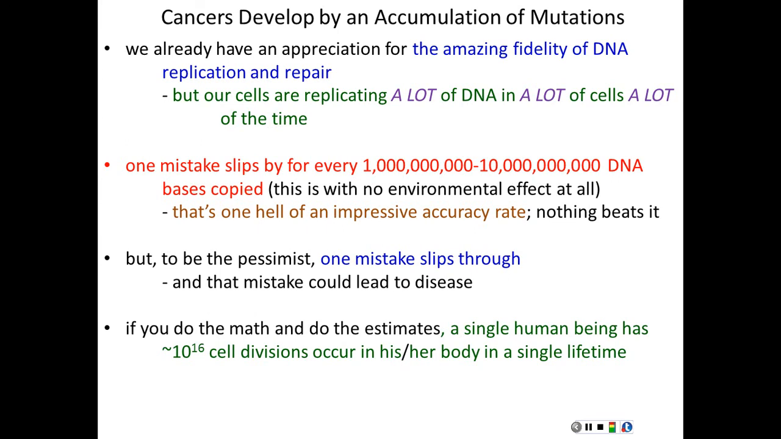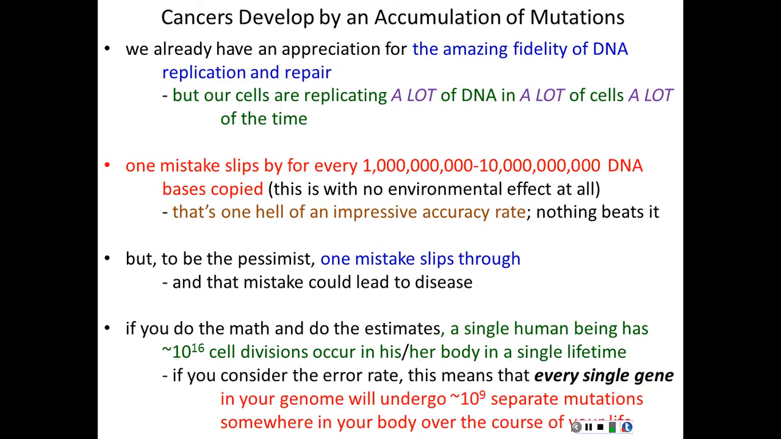If you do the math, you do the estimates, we have so much DNA in our bodies and so many cells in our bodies, even with this phenomenally low error rate, a single human being has roughly 10 to the 16th cell divisions occur in his or her body in a single lifetime. That is a 1 followed by 16 zeros.